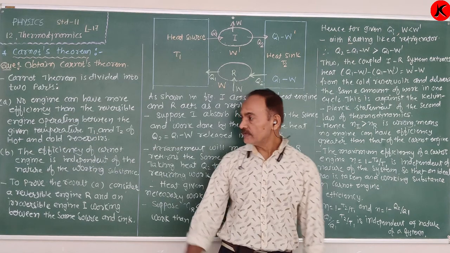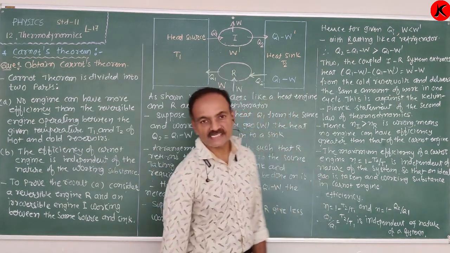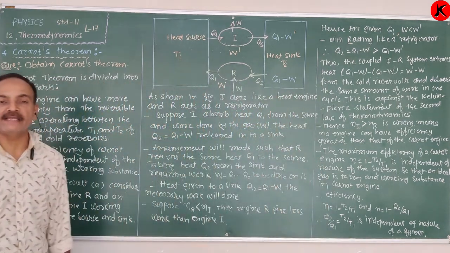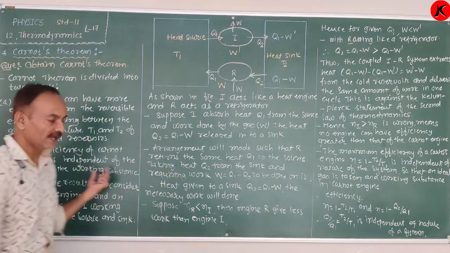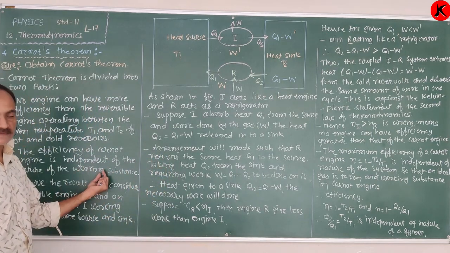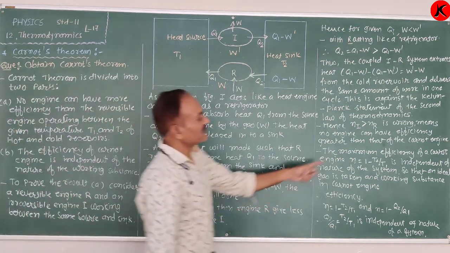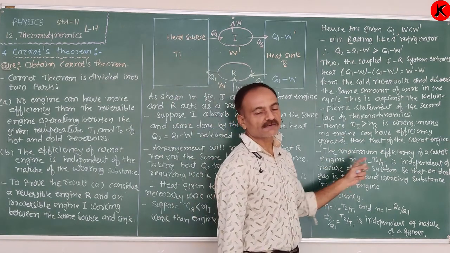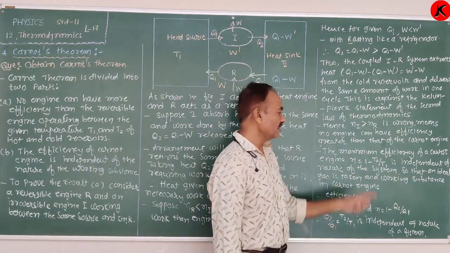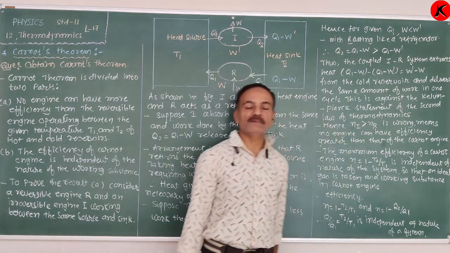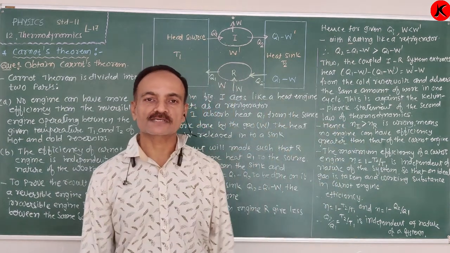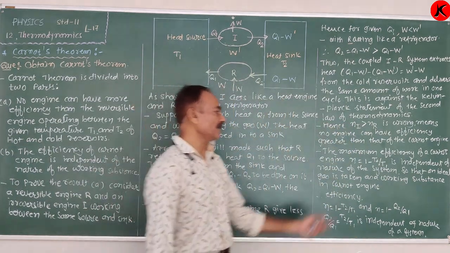Right? Now we are going to discuss the second part. The efficiency of a Carnot engine is independent of the nature of the working substance. The maximum efficiency of a Carnot engine, η = 1 − T2/T1, depends only on the temperature of the sink and the temperature of the source. It is independent of the nature of the substance.